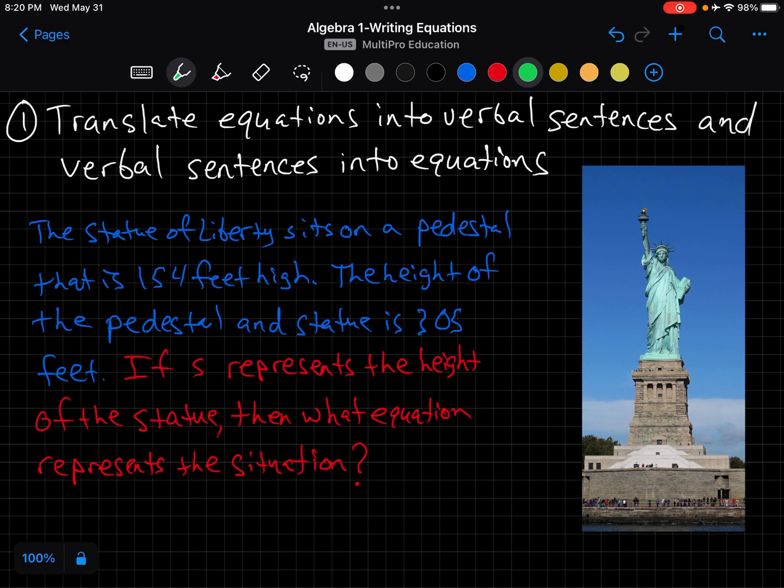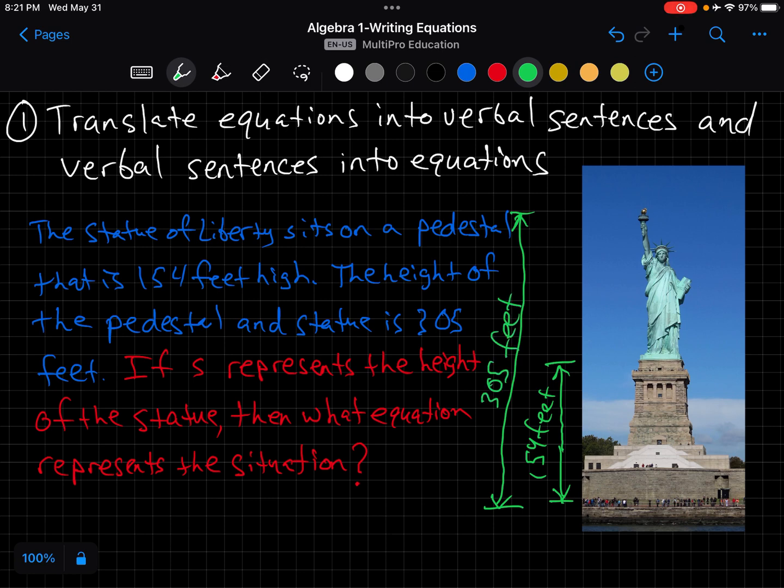Alright, great question. Alright, so let's break this up. So we have the height of the pedestal. Okay. And then we have the total height of everything. Okay. And we know that the height of the pedestal is 154 feet. And the height of the pedestal plus the statue is 305 feet.